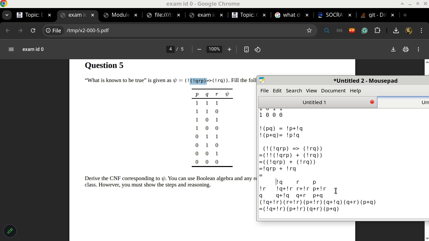Absorption. I don't see how absorption can be applied here. Because in order to apply absorption, you need one disjunction that is completely overlapped with another one. And here we only see intersection, but we don't see a quote unquote subset. So absorption cannot be applied to simplify. Okay. Yep.